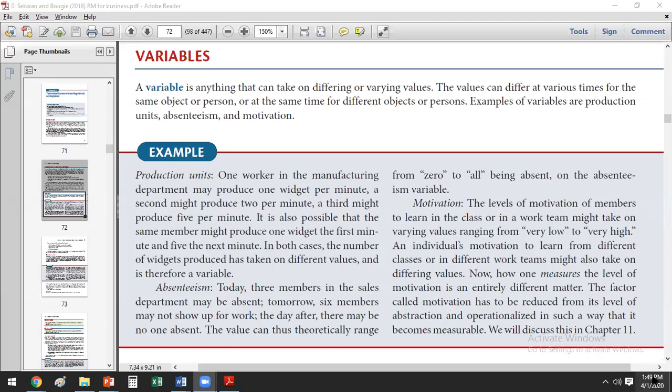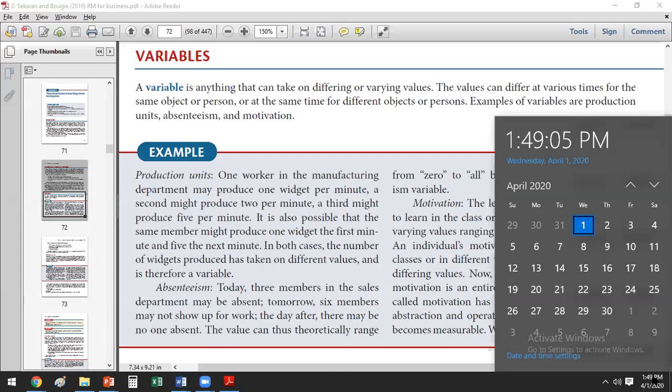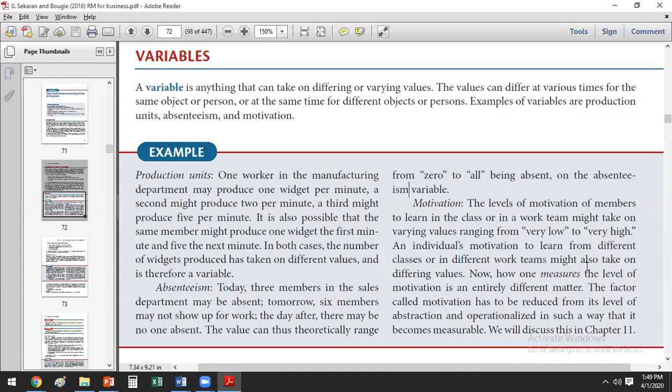Now you got an idea about the variable. Let's move on. Motivation you people also mentioned, but I want you to read it yourself. What is the problem in this? The level of motivation of members to learn in the class or in a work team might take on varying values, very low to very high. For example, motivation: there are 48 participants in this lecture. And motivation of the students will be different. The student who is very motivated will be listening to my lecture carefully, and the student who is less motivated or not motivated at all will be doing other things as well.